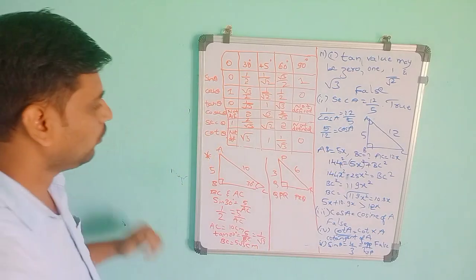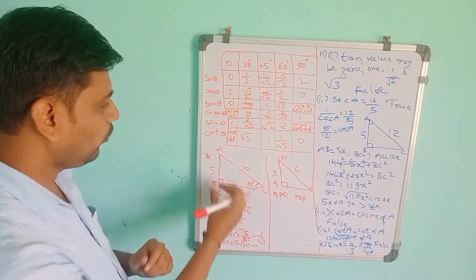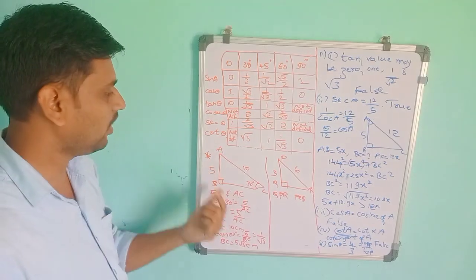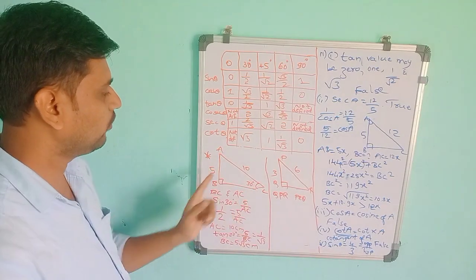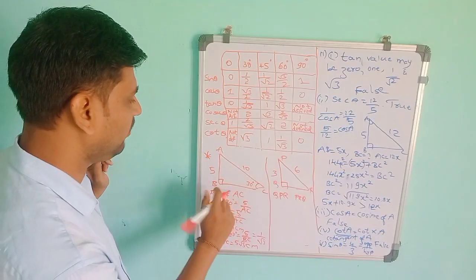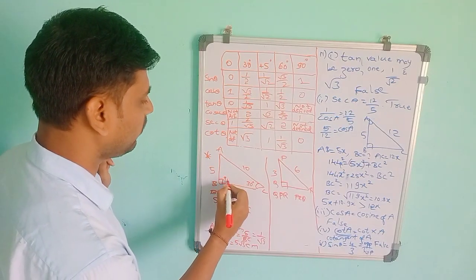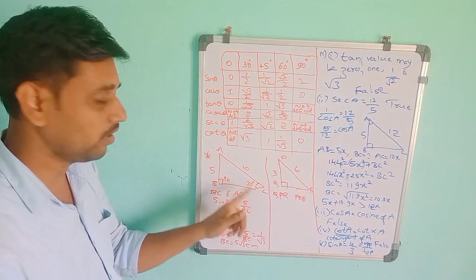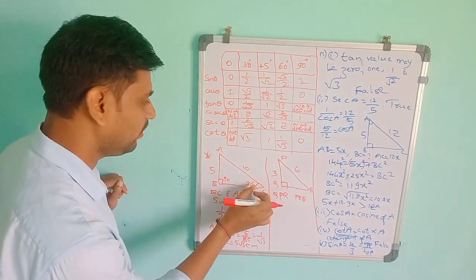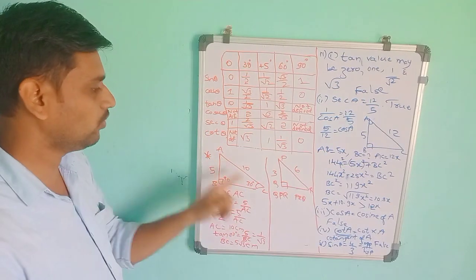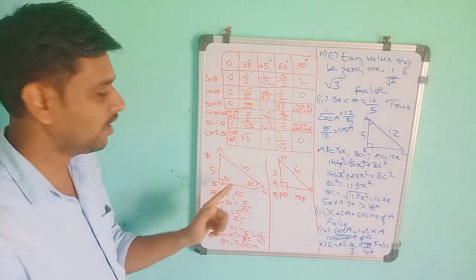So 5 root 3. From this what we understand is, if you know any one side of the right angle triangle and one angle, then we can find the other sides and also the other angles. Because this is 30, this will be 90 because it is a right angle. So 90 plus 30 is 120. The total of the triangle will always be 180, so the remaining will be 60. Both are always acute angles for a right angle triangle.